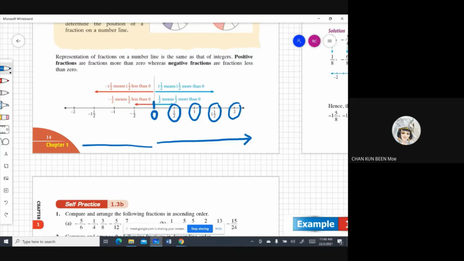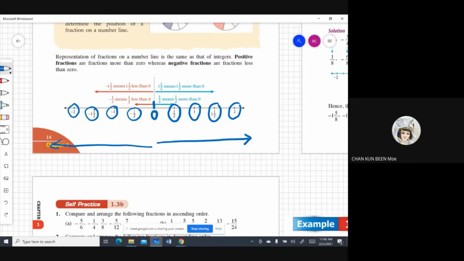When you move to the left, the fraction is getting smaller, meaning that the negative 2 is smaller than negative 1.5. Negative 1.5 is smaller than negative 1. Negative 1 is smaller than negative half.